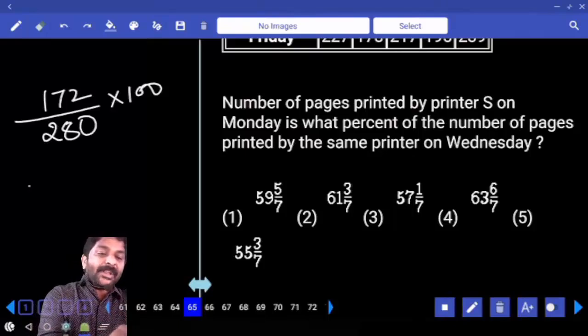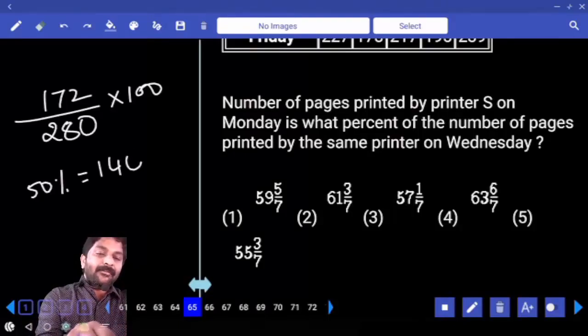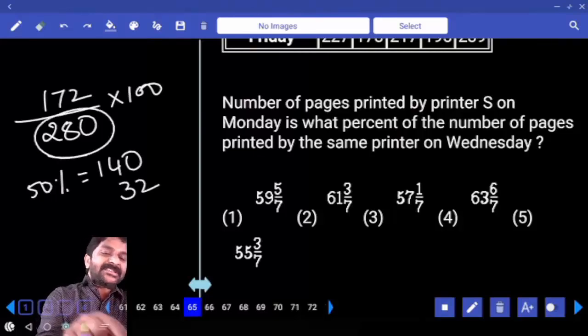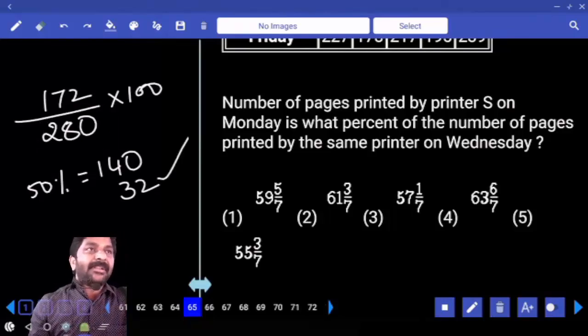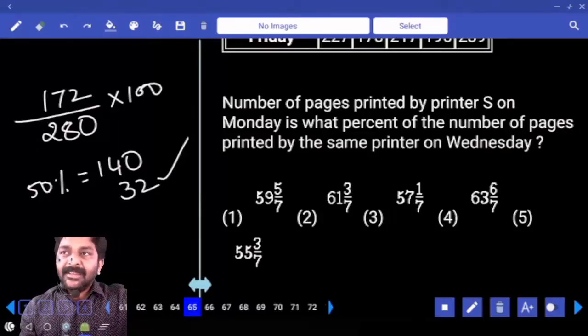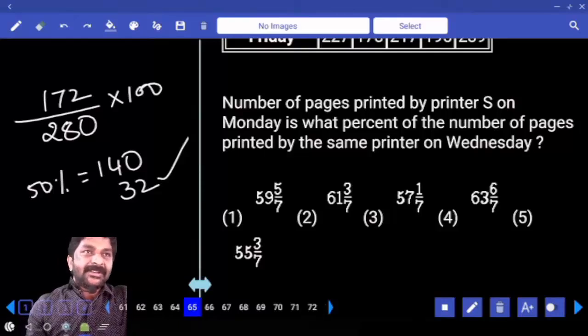Okay, let's see. What is 50% of the denominator? 140. Still how much more do we need to add? 30. What is 10% of the denominator? The number that we need to add is more than 28. So that is more than 10% only. The answer must be more than 60%. How many options are there? 2 options are there.